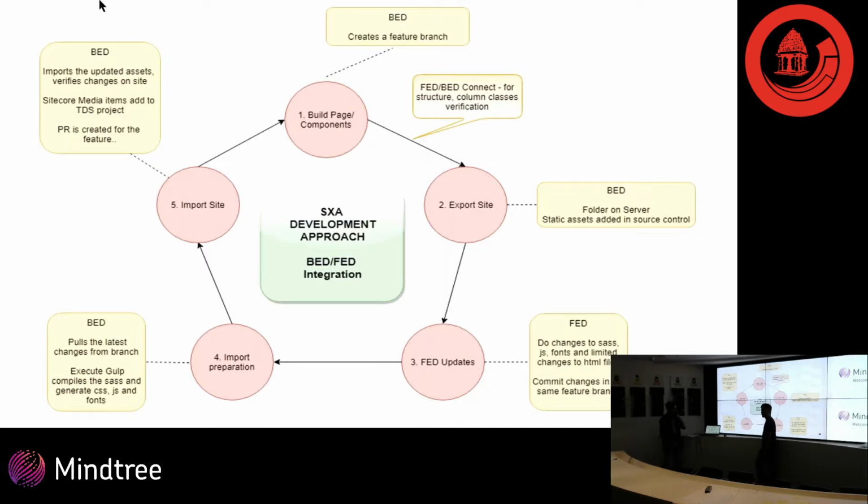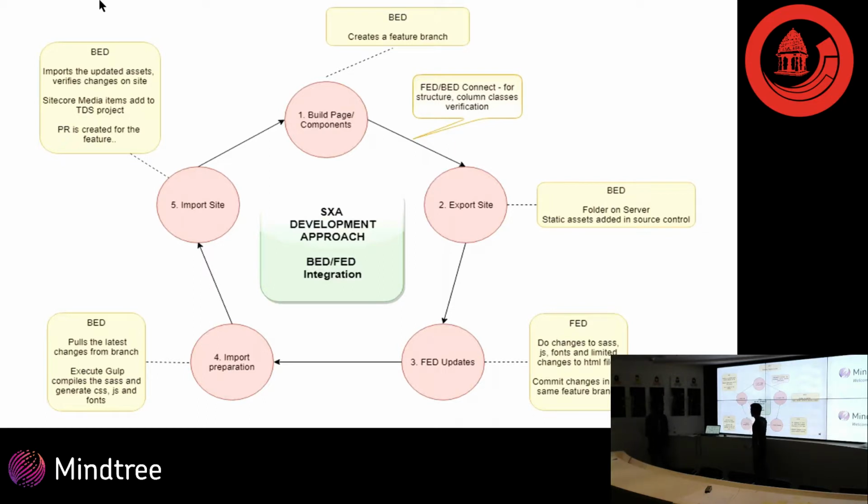Once the front-end developer's changes are committed in the branch, the backend developer would pull the latest changes from the branch. There are bulk tasks already provided by Sitecore, which compile the SASS files, JS files, fonts, and create the CSS files. We have made some customization here, which we would be discussing in the demo. Once the ready-to-import site is ready, the backend developer imports it back to Sitecore.